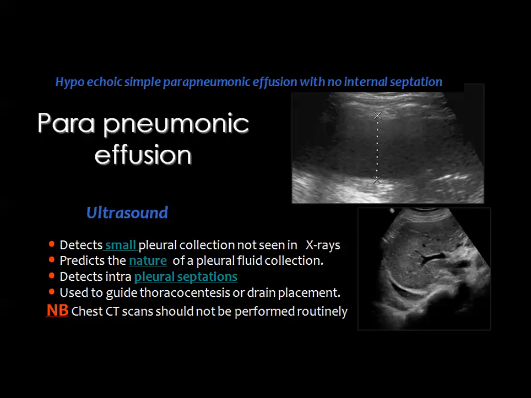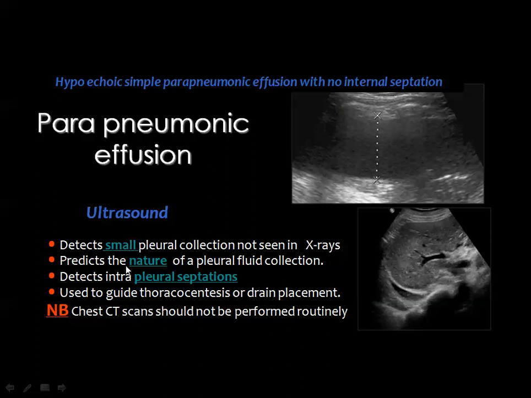And so you can see here if there is minimal pleural fluid, this is the liver and this is the diaphragm, and you see this is the diaphragm and you see some pleural fluid which is accurately detected by ultrasound. And then ultrasound can detect small pleural collections much better than X-rays.